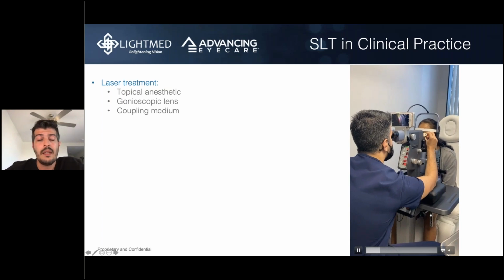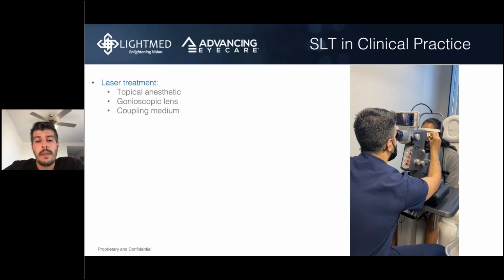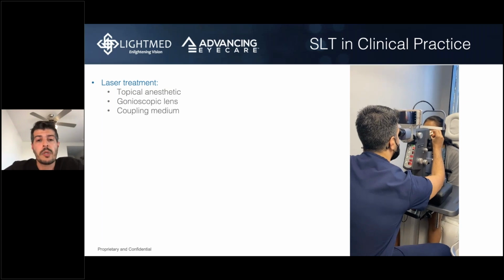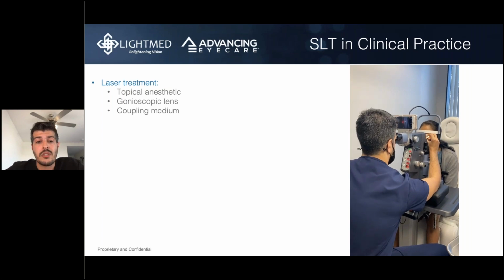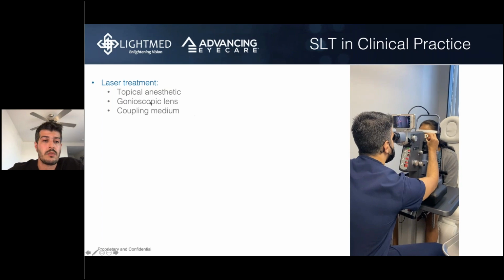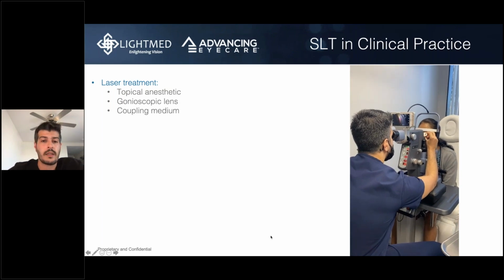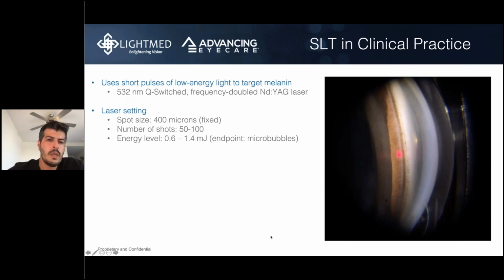You basically numb the eye. The patient just comes in, I measure the vision, my staff do it for me. They sit in our laser room. We just put a drop of proparacaine. I'm going to have my gonio lens ready, and we're going to put some gonio gel on it, and that's it. Believe it or not, of course, in addition to the SLT machine. But these are instruments you already have in your clinic, so it's not going to be hard after that.